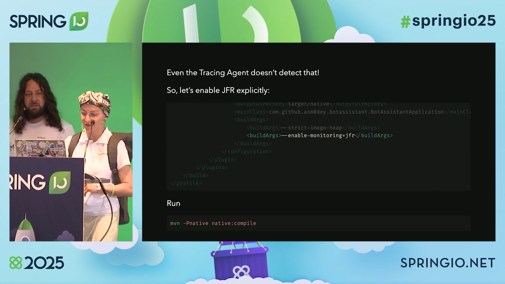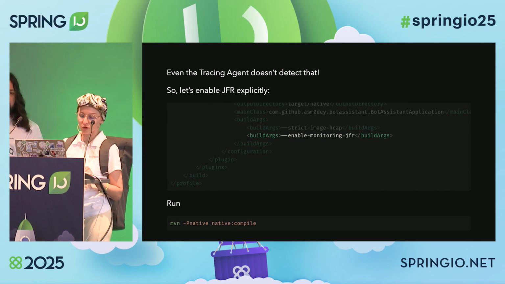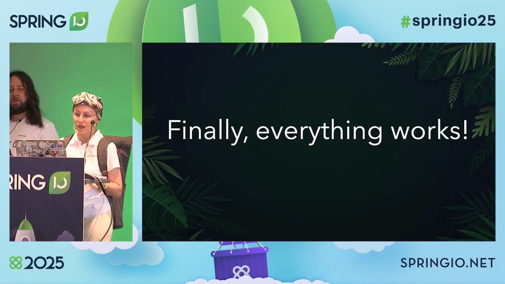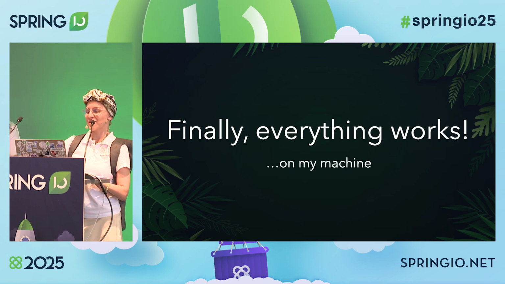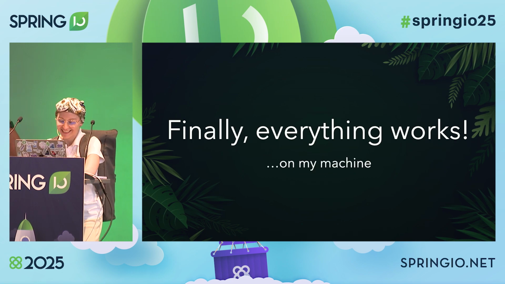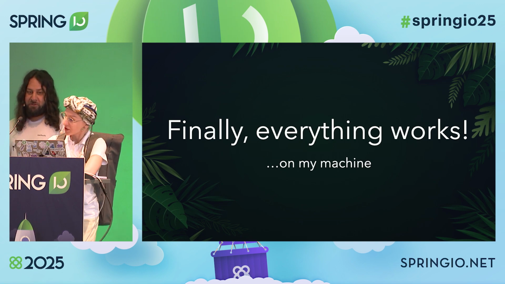Fingers crossed. How many options is it already? There's just two options: strict image heap and enable monitoring. So easy peasy. Not that bad. Yay! Finally, everything works. So it runs. Yay! On my machine. Come on. Well, yeah, I built the image locally. Works on my machine, really.